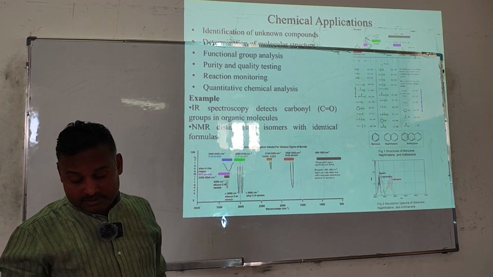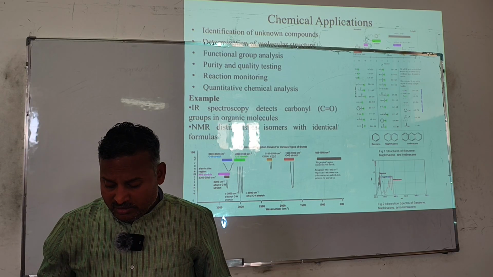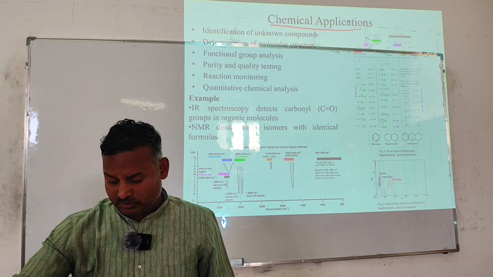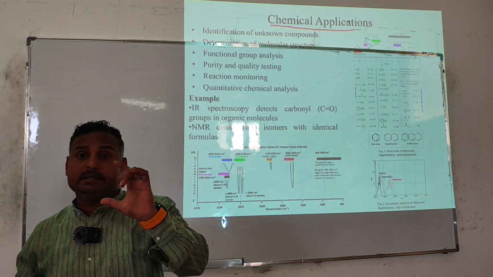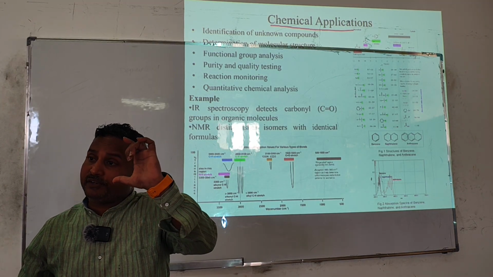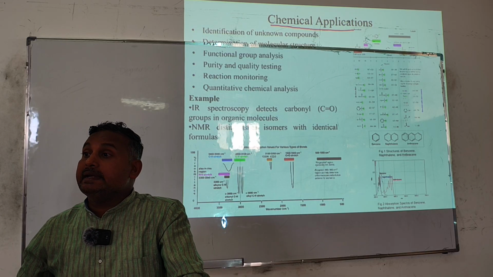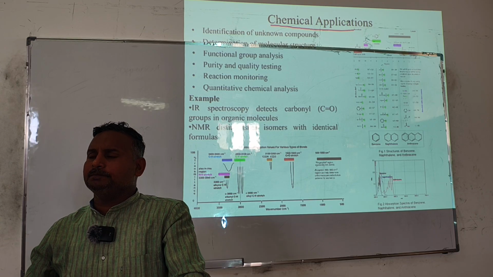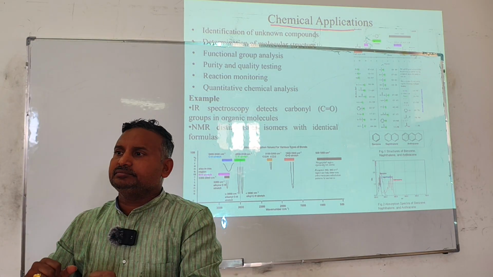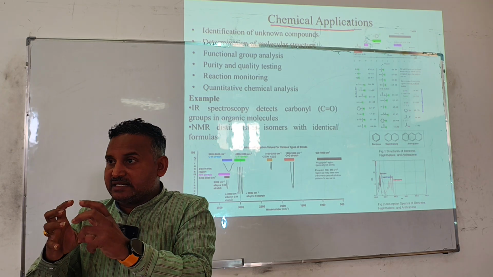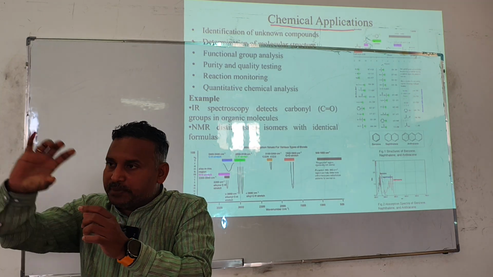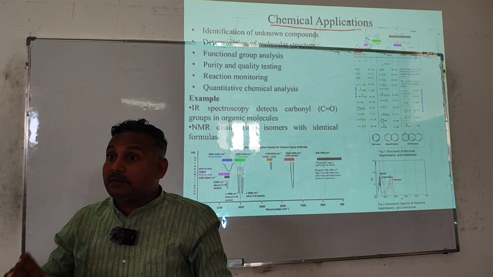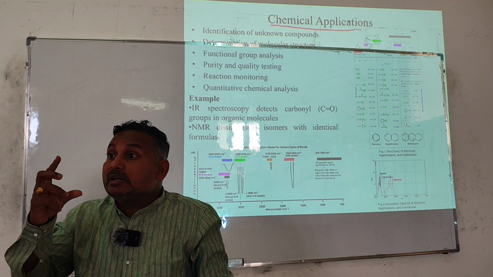Chemical applications. That means wherever we are doing chemical research. There is a stage of your research where you need to identify the compounds. For example, you did some extraction. After extraction, you got a crude extract. After the crude extract, you separated them. So you got maybe 10 compounds after separation.